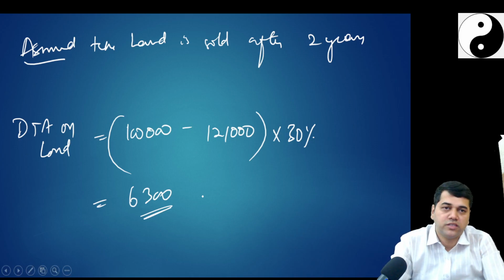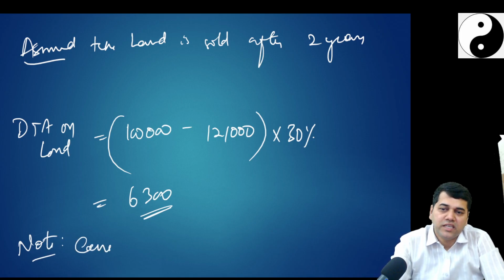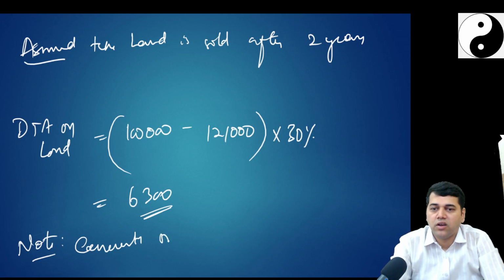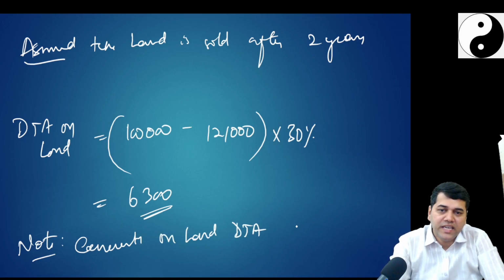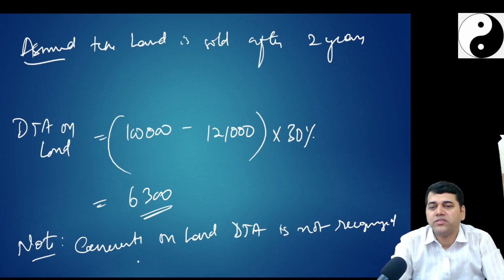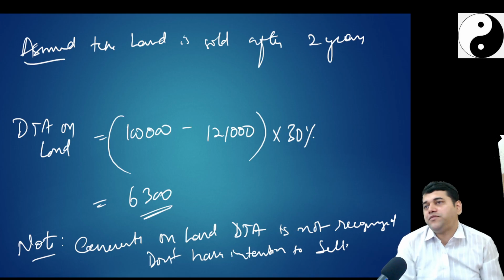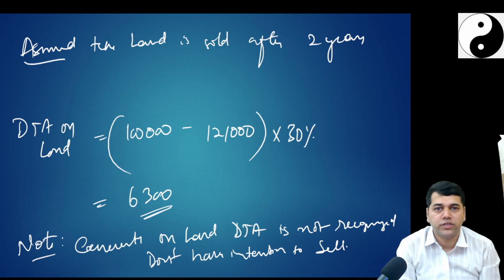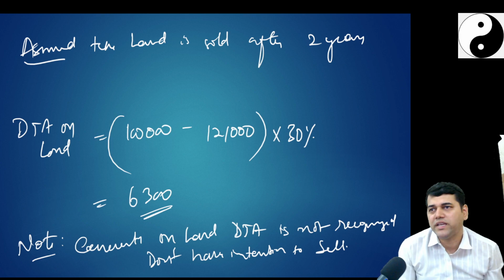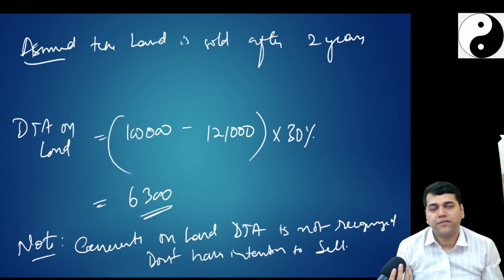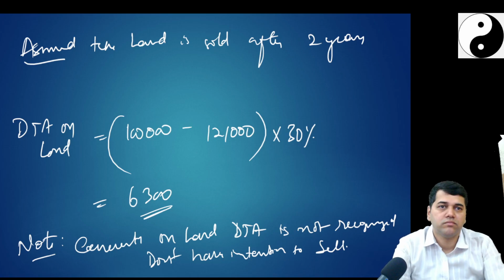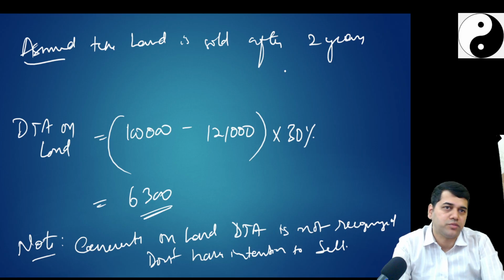Now, will you recognize it? Note, generally on land DTA is not recognized. Why? Because people don't have the intention to sell. If you don't have any intention to sell even after 2 years, then why create it? And if at all you have to create it, you take the maximum one. That's why we made this assumption.